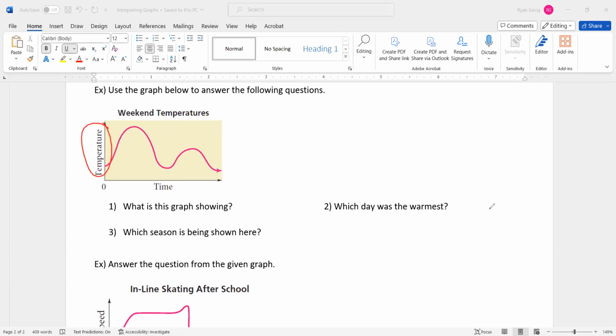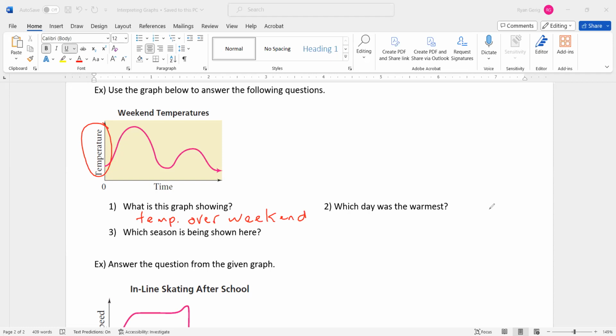Temperature. You have to make a few inferences about this one. You have to think about it a little bit. What is this graph showing? Well, it's showing the temperature over a weekend. It says weekend temperatures, so it's showing the temperature over the weekend, a random weekend.